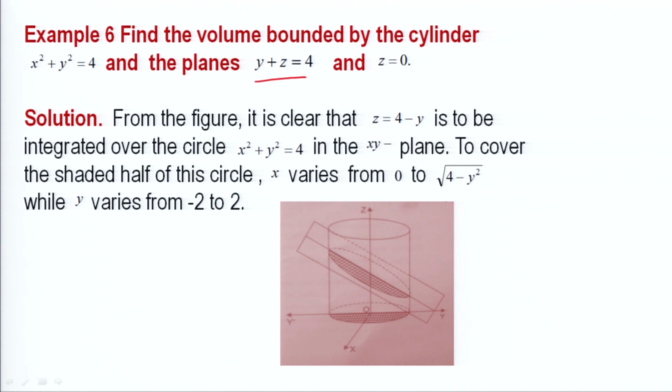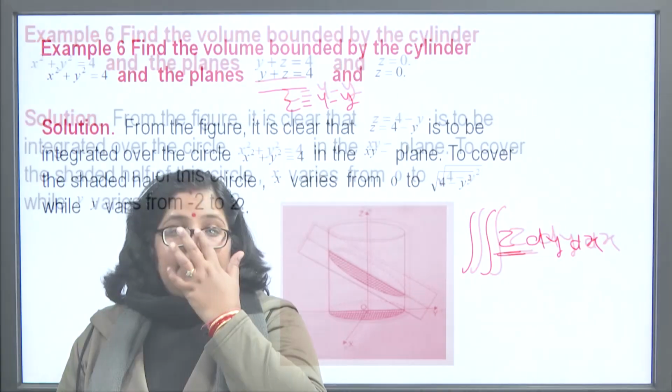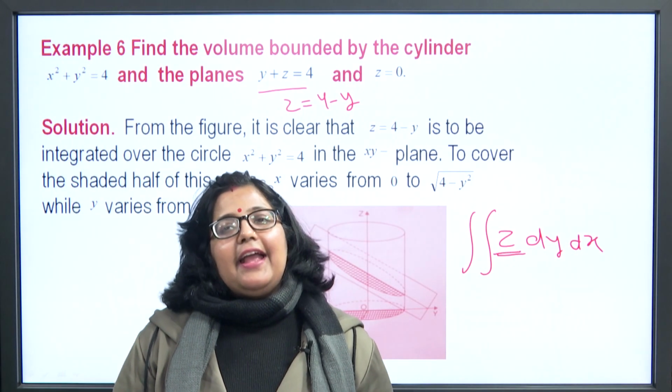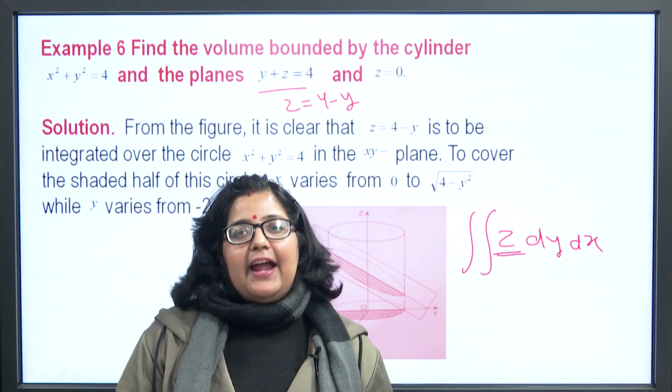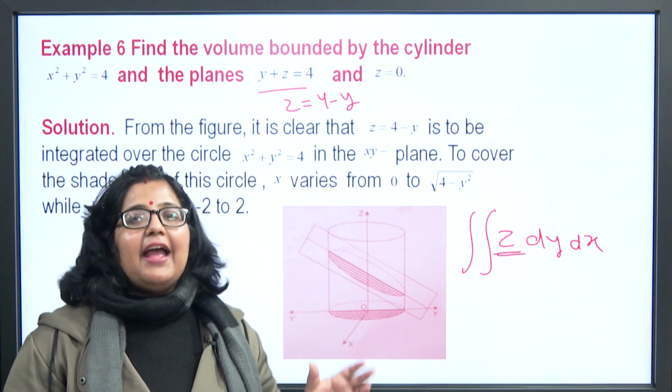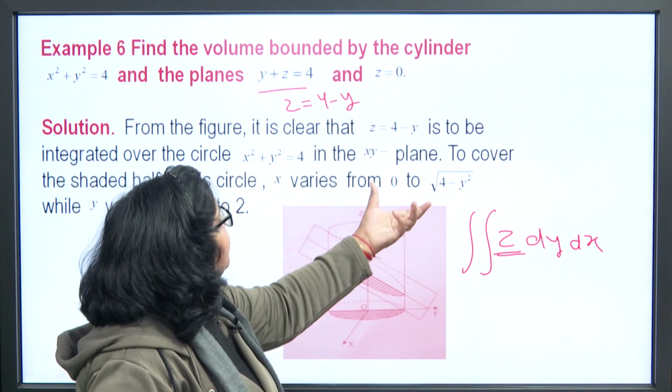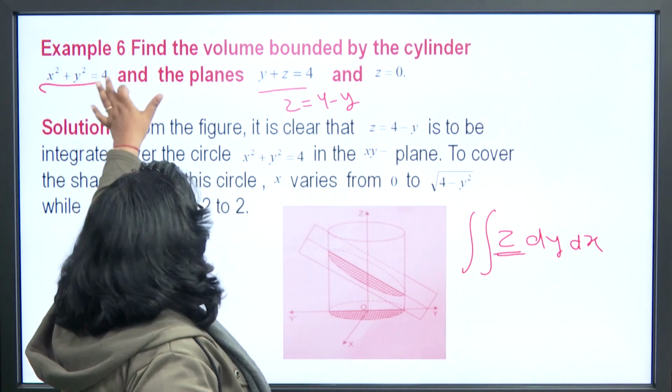We always see what the formula for volume is, and put z in the function of x and y. Here we see that z is a function of 4 minus y. The z value 4 minus y is to be integrated over the circle x square plus y square equal to 4 in the xy plane to cover the shaded half of the circle. Now, how do we get the limits for x?